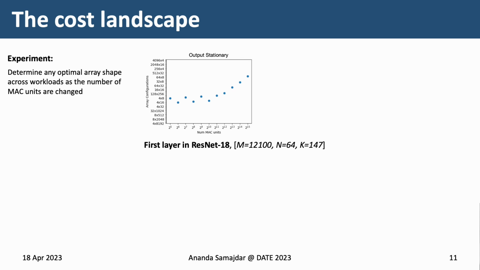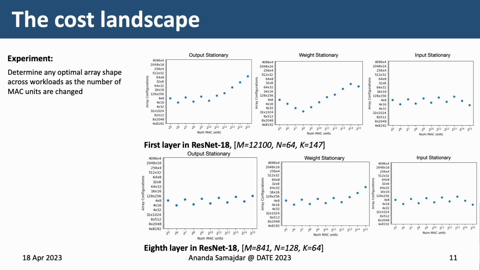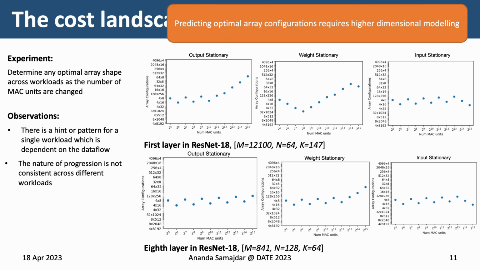We conduct another set of experiments to see if there is any correlation between the optimal array shape and maximum MAC units. We notice that for a given workload and a given data flow, there emerges a hint of a pattern. However, this pattern is not consistent across data flows. Moreover, even for the same data flow, when the GEMM workload changes, the pattern kind of disappears. This indicates that we have to investigate even higher dimensional models.